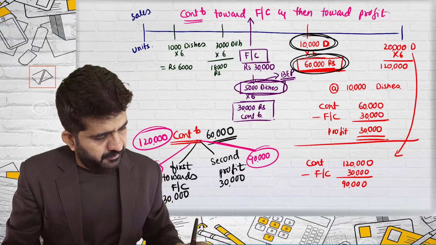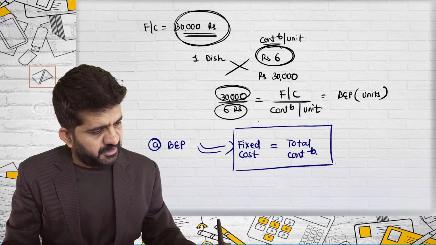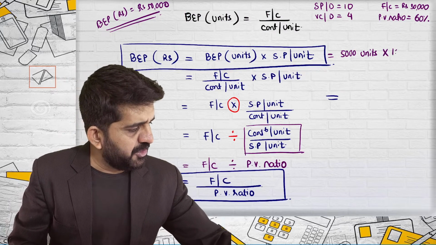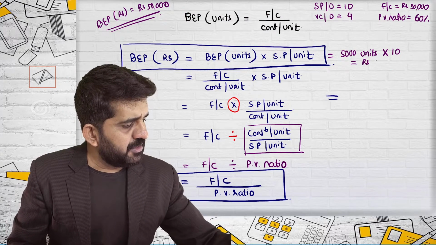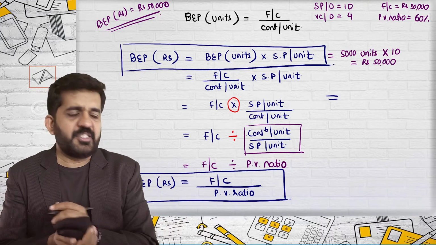We have done this a number of times. This is also the same. So it is 5,000 units. What is the selling price per dish? 10 rupees. 50,000. So the formula seems to be correct.